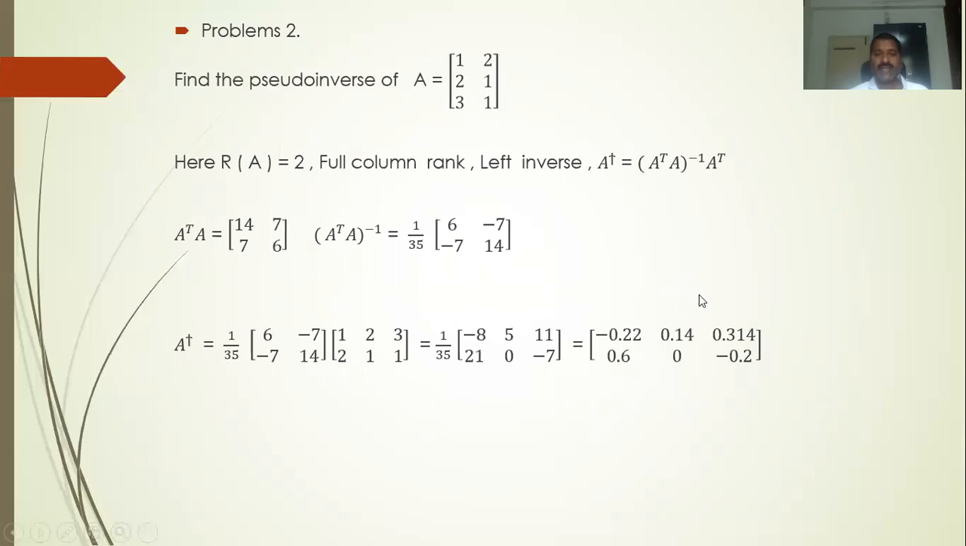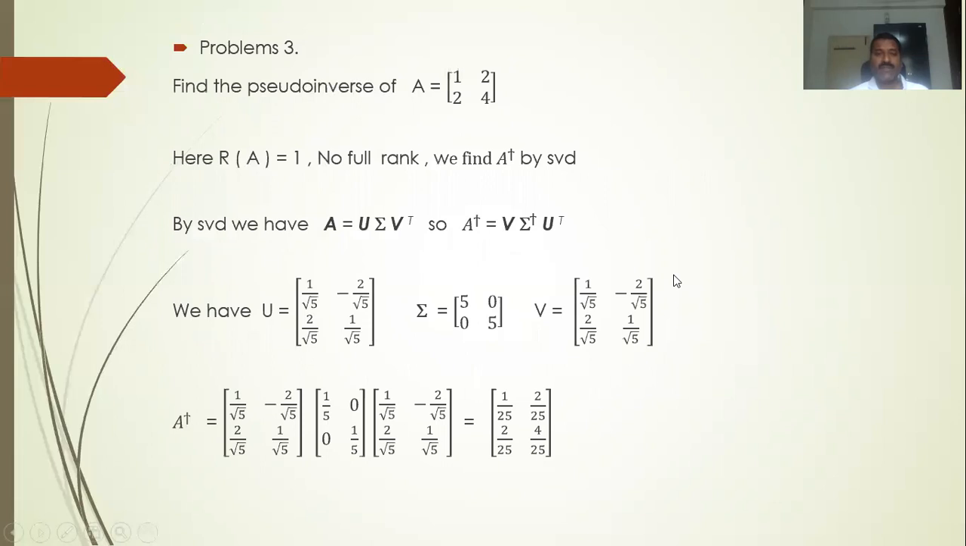Now, second example. This is a 3 by 2 matrix, and rank of A is 2 and is equal to the number of columns. So we have a left inverse here. So A plus equal to (A transpose A) whole inverse into A transpose. Now A transpose A is this, which is a symmetric matrix, and the inverse does exist. This is how we find the inverse: 1 by 35 into 6, minus 7 and 14. Once you have (A transpose A) whole inverse, then A plus equal to (A transpose A) whole inverse into A transpose. This is the pseudo inverse.